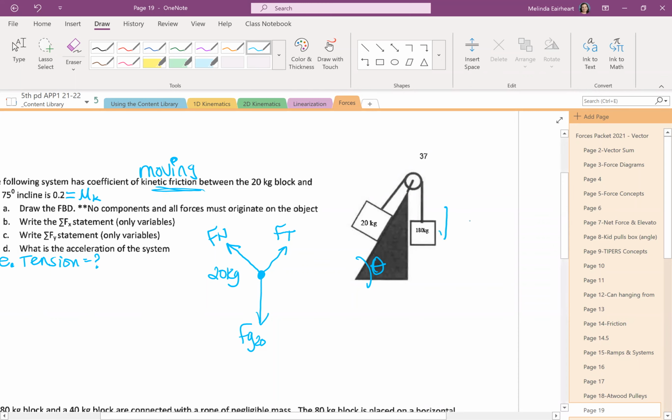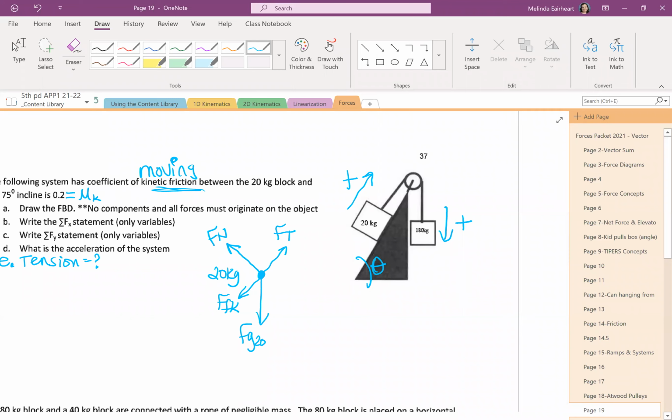And so we are making an assumption here. Don't worry, there'll be a tell. There'll be a way to figure out if we assume correctly. And so if 180 is heavy enough to go down, what direction is the forward direction on the 20? Up the ramp. And so we'll say, we're assuming up the ramp is going to be the direction of motion. Therefore, on our diagram, kinetic friction will act down the ramp. Okay. Now that would be the diagram to give AP.